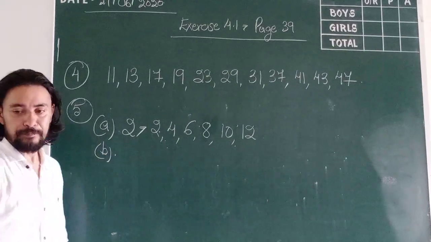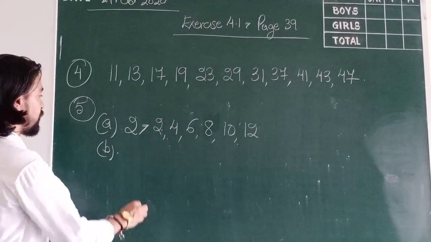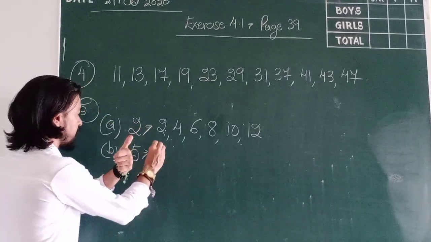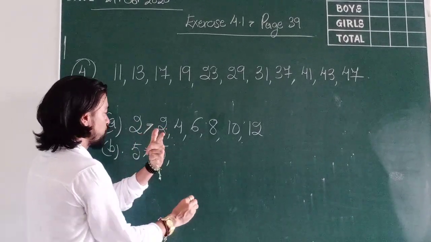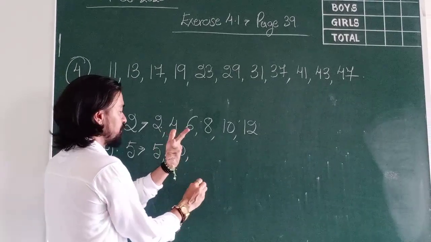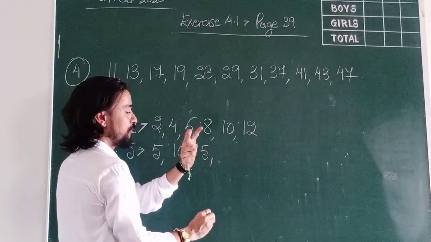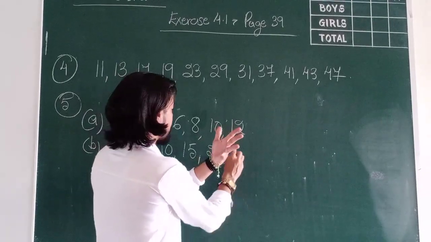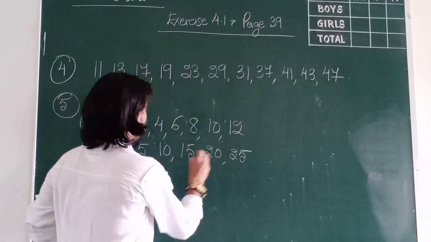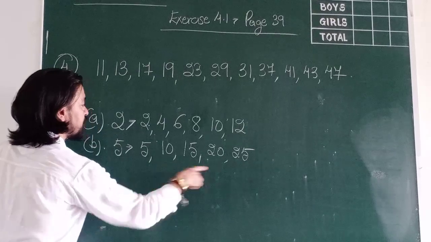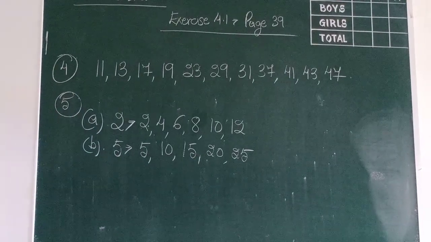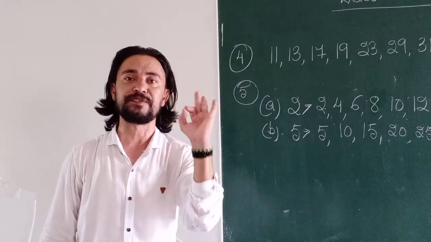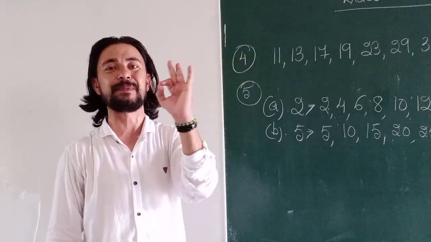B. First 5 multiples of 5. So 5 ones are 5. 5 twos are 10. 5 threes are 15. 5 fours are 20. And 5 fives are 25. 1, 2, 3, 4, 5. The first 5 multiples of 5. Whenever they ask you multiples, it means say the tables of that particular number till as many times as they have asked you for.